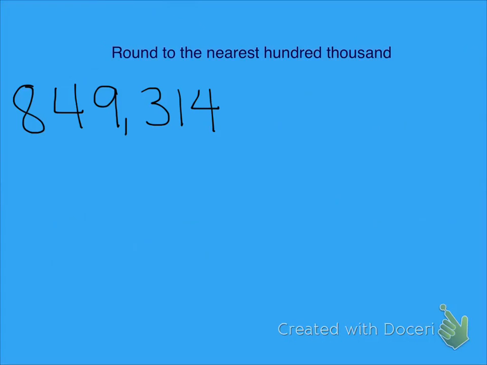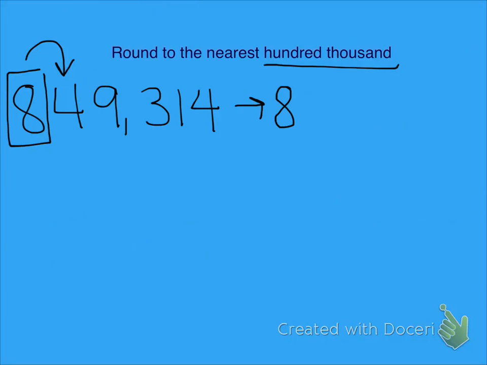So we're rounding to the nearest 100,000, so we need to find the digit that's in the 100,000s place. So that would be our 8. Next, we're going to look to the right of the 8. That's a 4, so 4 is less than 5. That means we're going to round down, so the 8's going to stay the same. When you're rounding, everything to the right of the place you're rounding to should be a 0. So 849,314 rounds to 800,000. Okay, let's do one more.